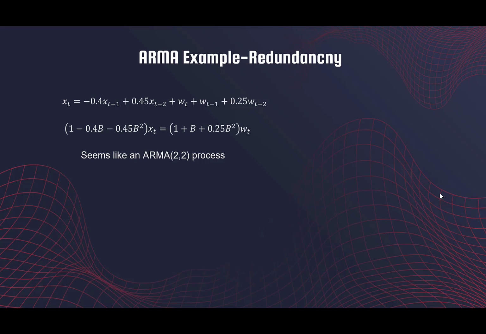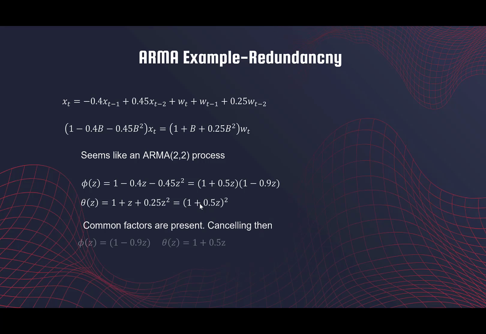However, to see if it is an actual ARMA 2-2 model, we need to look at the polynomials, the autoregressive and moving average polynomials, and see if they have any common factors. So this is the autoregressive polynomial, comes from this side. So 1 minus 0.4z minus 0.45z squared. It has these two factors. The moving average polynomial comes from this side, and 1 plus z plus 0.25z squared. This is the moving average polynomial. It has this factor. So it has common factors, and we cancel them out.